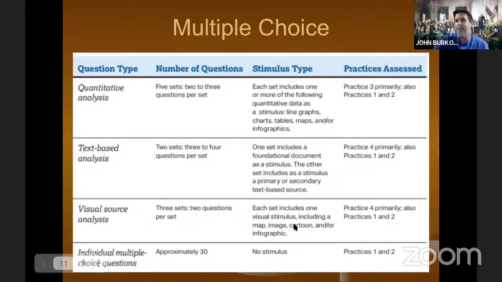Visual source analysis. Typically, these are political cartoons. It could include maps, images, less on the numbers. The quantitative analysis could have maps and infographics, just like the visual source, but more on the data here, more numbers. Text-based and visual source are what we call qualitative sources. And then you have individual multiple choice questions, no stimulus. Those are the non-stimulus multiple choice questions. There are types of those as well that we will get into today.